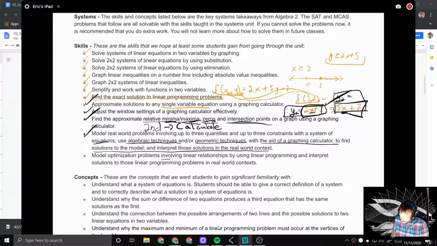Optimization problems involving linear relationships by using linear programming, and interpret solutions to those linear programming problems in real-world context. The same thing as we talked about up here with linear programming, but now in real-world contexts. And we'll see some examples in here of problem scenarios like that. Again, what you do is you have to come up with the inequalities, in this case graph the inequalities, and look at the boundary points and plug those into the functions to determine which values optimize the function.